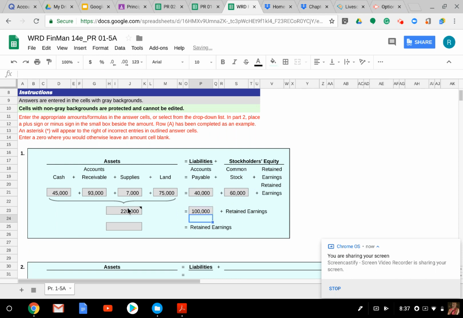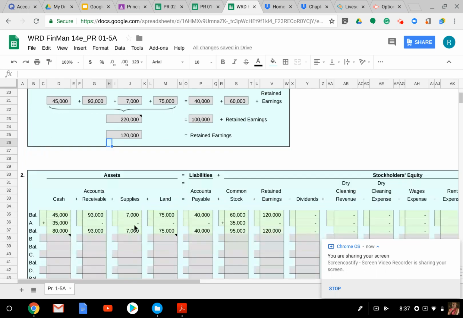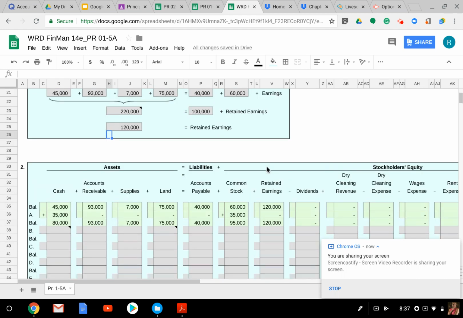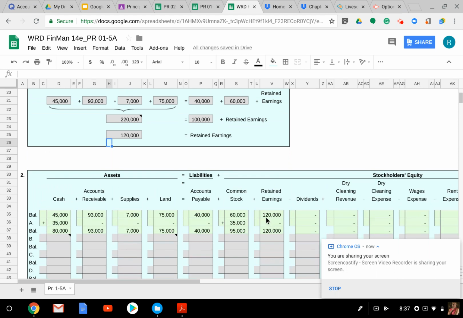So now on the left side, we have 220. On the right side, we have 100,000 plus retained earnings, which is X. If we're solving for X, we're going to subtract 100,000 from 220,000, our total assets, which gives us 120,000 as our retained earnings. Now, if you scroll down in your problem, you'll notice that they already calculated retained earnings. So it tells you that the answer you calculated in part A is correct, 120,000.